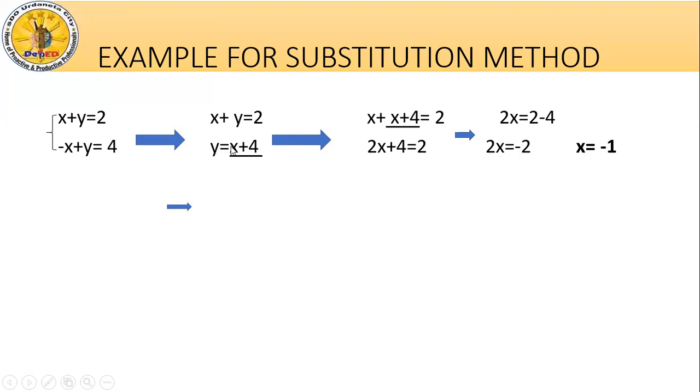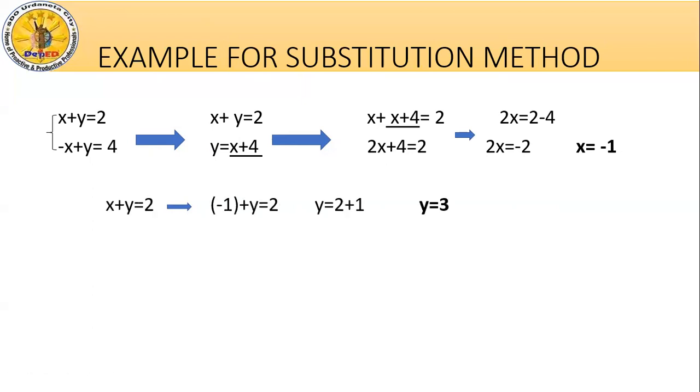Now we substitute this to the first equation. So we have x plus y. Instead of y, we put x plus 4, equals 2. Then x plus x is 2x, plus 4 equals 2. Okay? 2x is equal to 2 minus 4, because you are going to add -4 on both sides. Therefore, 2x equals -2. Dividing this by 2, we have x equals -1.